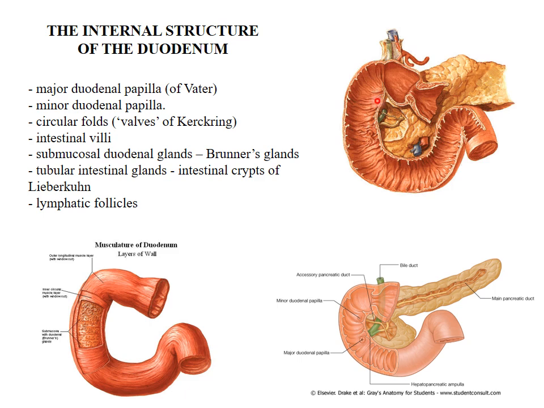Then internal surface presents circular folds. They are absent in the first superior part of the duodenum, and in the other parts are large and numerous. Also, mucosa presents the intestinal villi, then submucosal duodenal glands, Brunner's glands, and tubular intestinal glands or intestinal crypts of Lieberkühn, and lymphatic follicles.